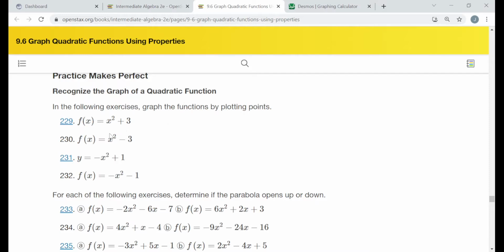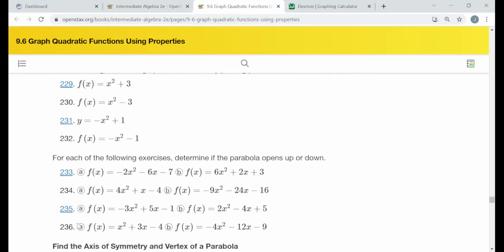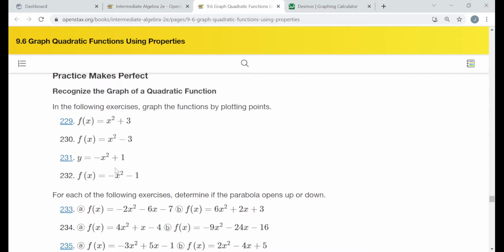And I'm only going to be working on the even numbered exercises. So 230, 232, 234, and 236. Those are the exercises that don't have solutions in the text. The odd numbered ones do have solutions. You can just click on the links.